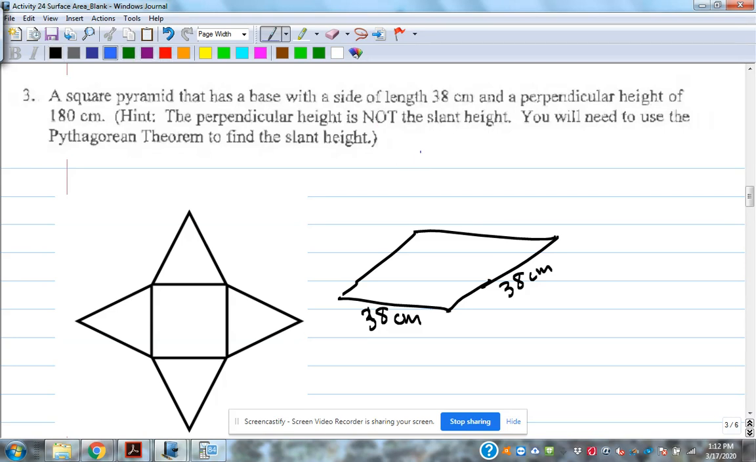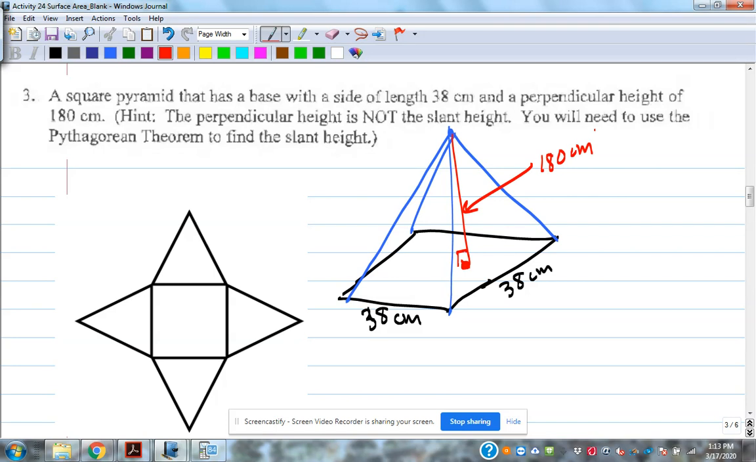So what happens is the square pyramid, you have the point that all the triangles meet at. And then the perpendicular height drops down to the center of the square. That's the perpendicular height. That is 180 centimeters. Okay. And notice there in the hint, it says that the perpendicular height is not the slant height. So the slant height is going to be how tall the triangles that lean up to the point or come up the sides, how tall are those faces? So that's the slant height.